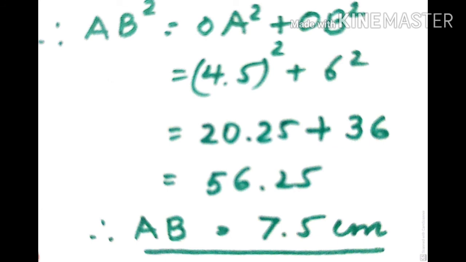And one more thing students, in a rhombus all the sides are equal. So you can say the rhombus is having 7.5 centimeter as one of its sides.